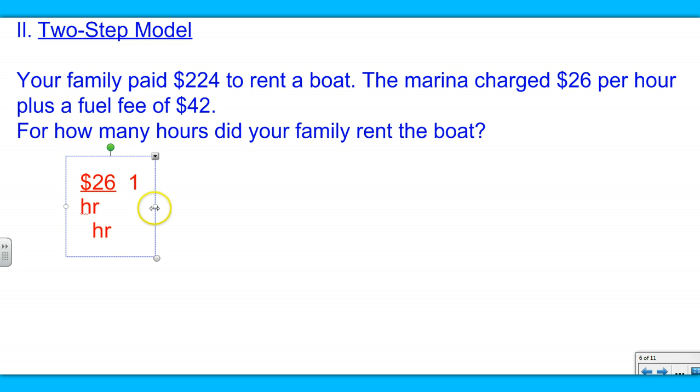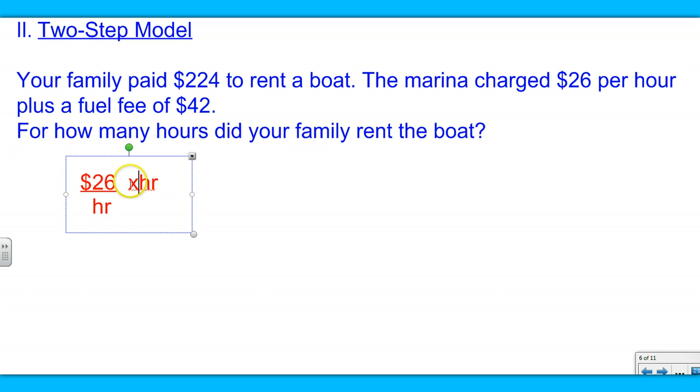When we multiply across, the hours would cancel out. Hour over hour is 1, so we would have $26. If we were multiplying by 2 hours, the hours would still cancel out, and we would say $52 for the 2 hours. So we're going to multiply this rate by an unknown amount of hours. We could call that X, or we could call that H. Because we have the form here, we'll put X, X number of hours.